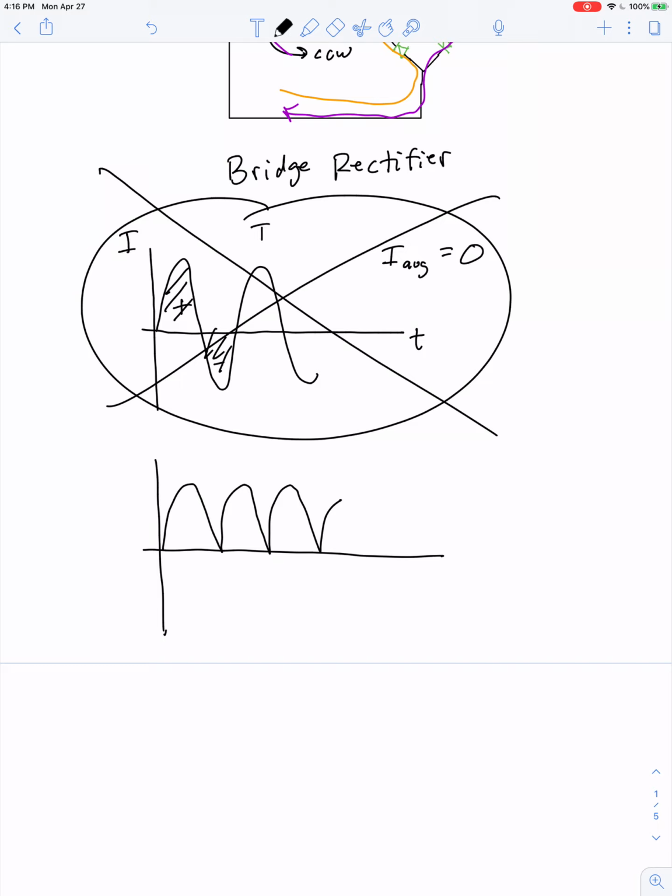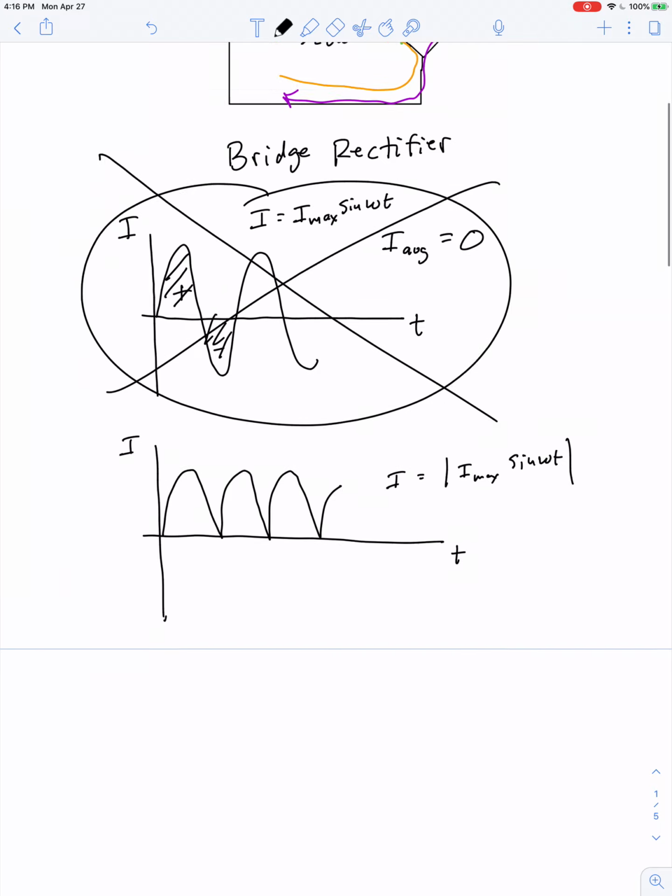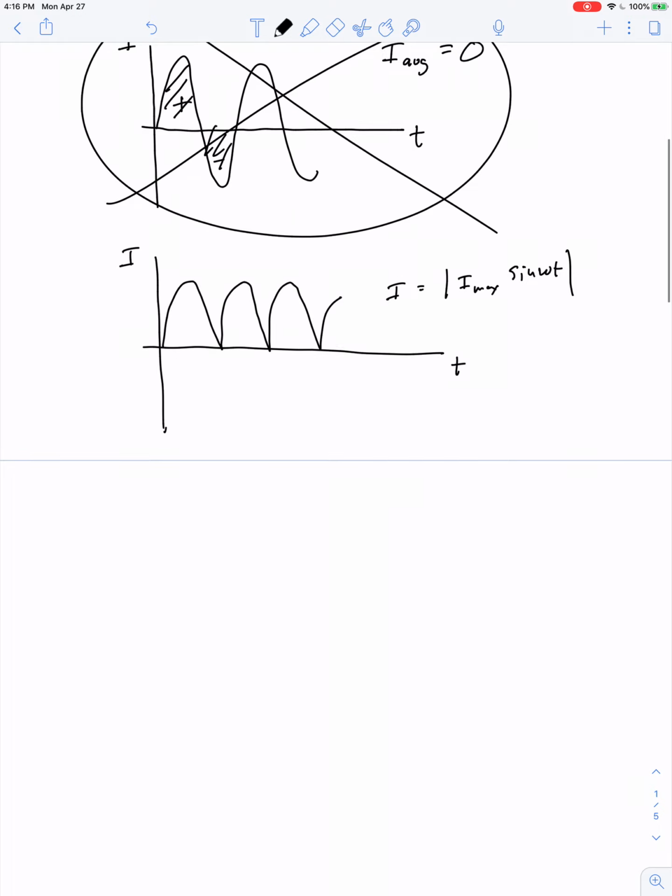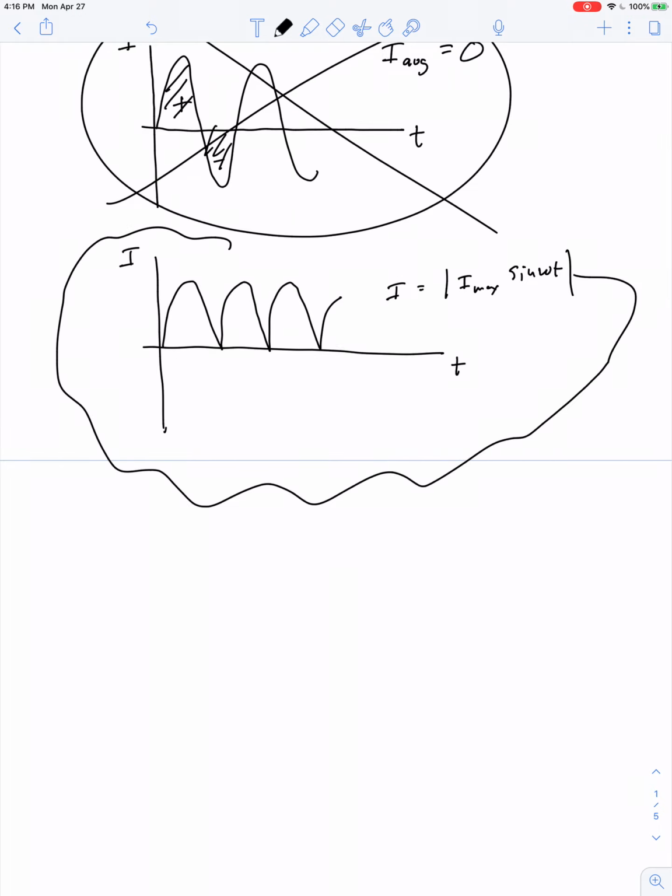So in other words, instead of saying I equals I maximum sine omega t, we get I is equal to the absolute value of I max sine omega t. So all the negatives get turned into positives. So let's figure out what the average value is for this graph. Meaning, how about we do this? Let's find the area under the curve.